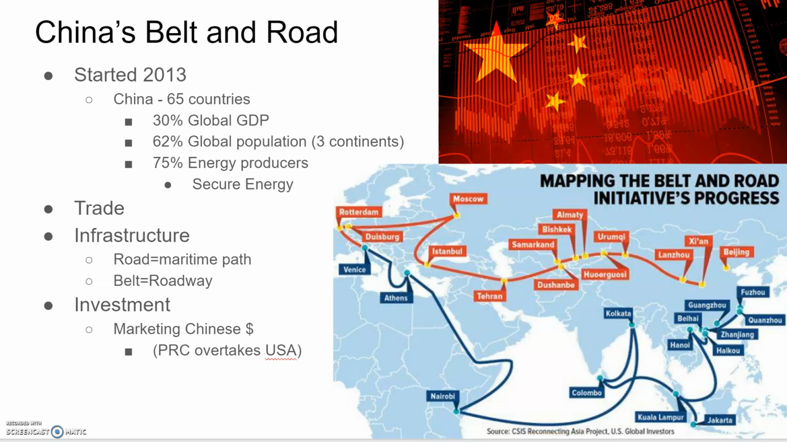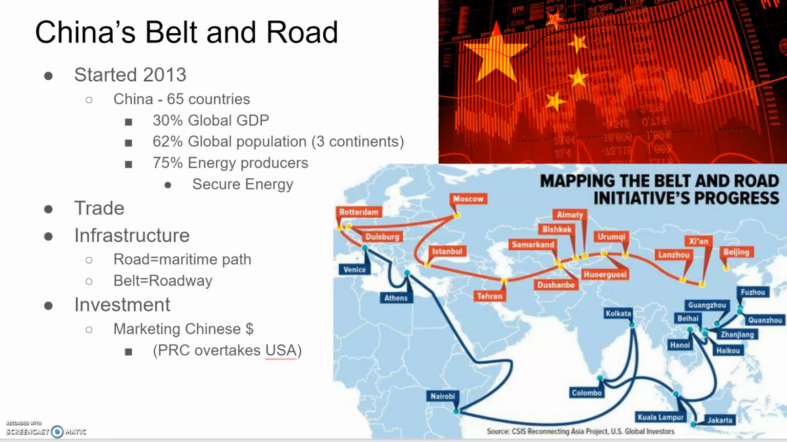Next up, I'm going to start in China. We're going to talk about China's Belt and Road Initiative. So what this is, this was started in 2013. It is a plan to bridge China to a large portion of the world, 30% of the global GDP, 62% of the world's population, which spreads through 3 continents. And it also connects China and 75% of the energy producers for them. So it's really to secure energy and to trade with other people.